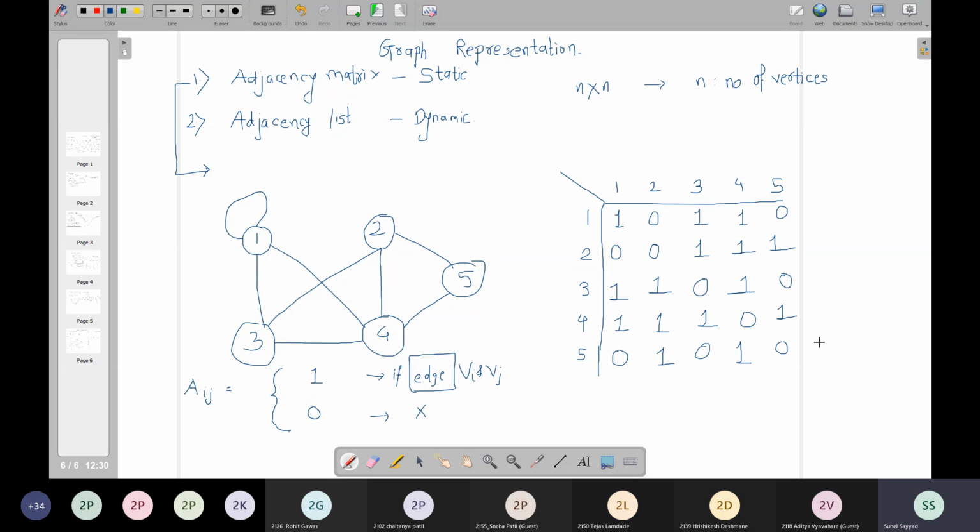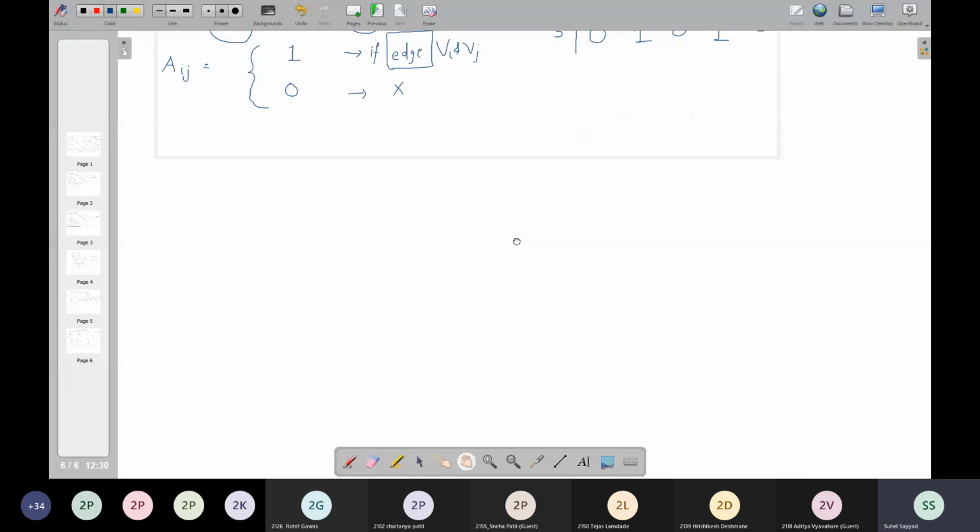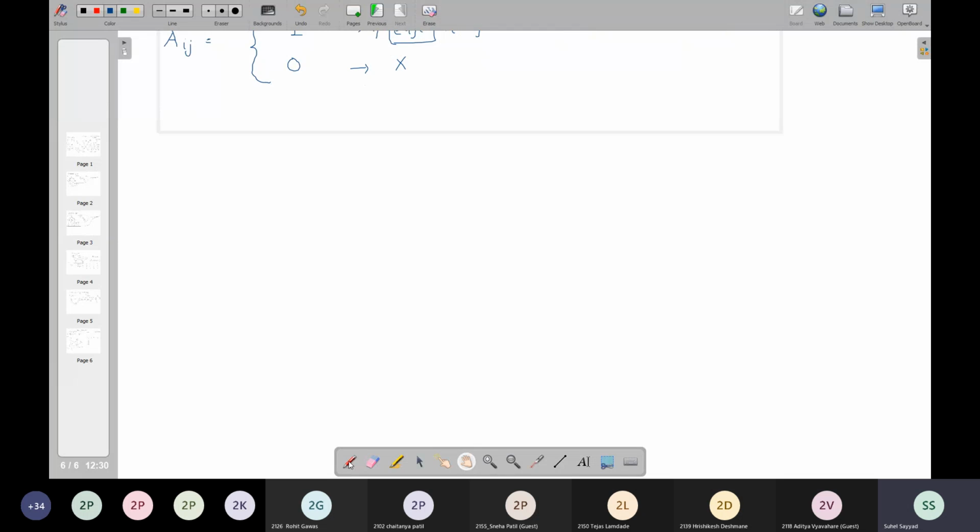Yes, sir. Now, my dear students, this is for an undirected graph. Suppose you have a directed graph. I'll take one example for a directed graph now. So suppose I have vertices 1, 2, 3, 4, 5. This is my graph, and now my graph is a directed graph.